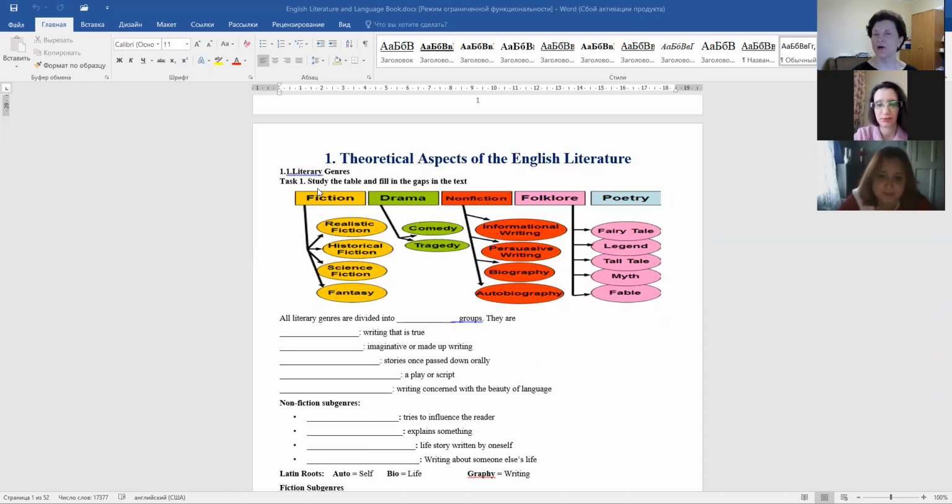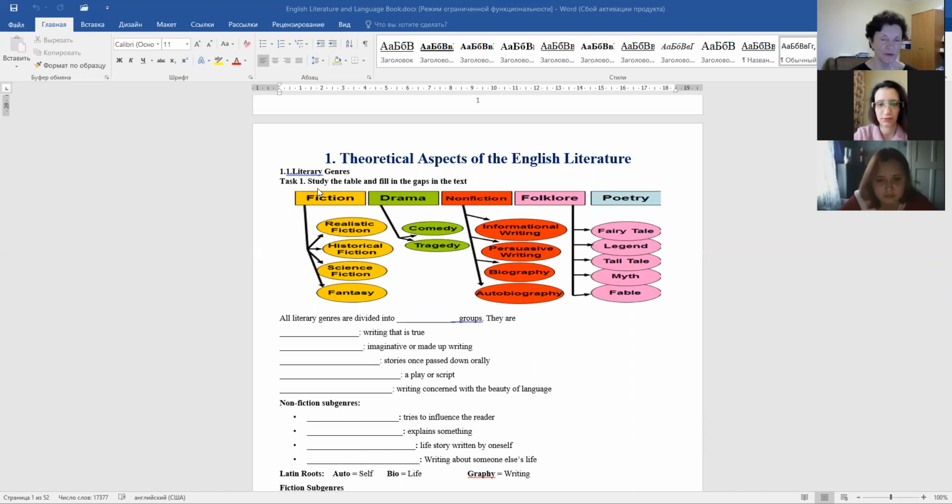Okay, how do we understand what is the difference between fiction and drama? Drama is based on dialogues only. So in drama, there are only dialogues and monologues. There is no description of the events. We understand events only through the monologues and dialogues.